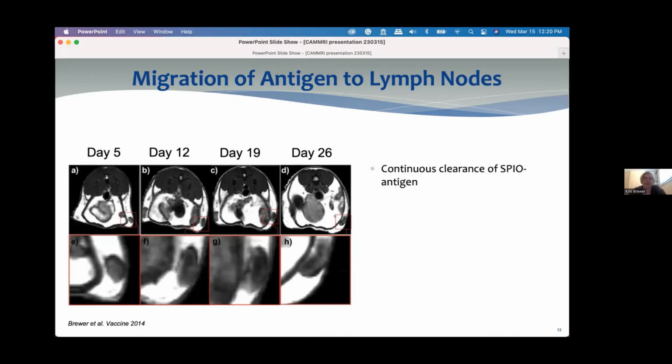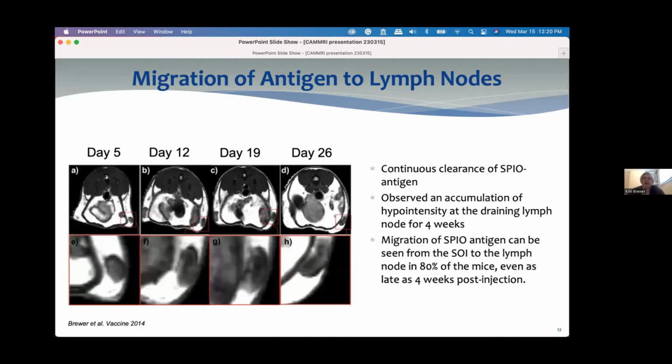So we got continuous clearance, which is, again, really important to understand. We noticed this for at least 4 weeks, and we saw it in at least 80% of the mice as late as 4 weeks post-injection.